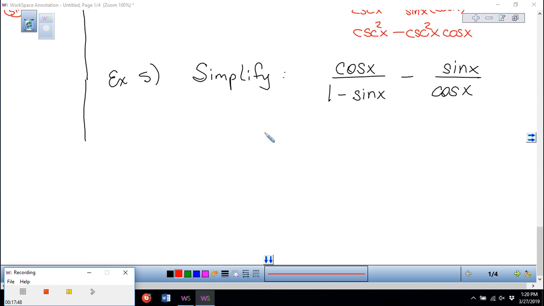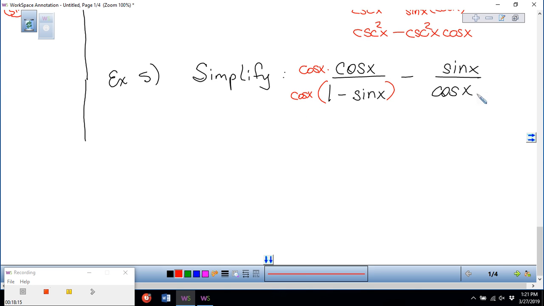Okay, in our last example, we have cosine of x divided by 1 minus sine of x, minus sine of x divided by cosine of x. I have the subtraction of fractions, so if I were to work this problem, I would need to get a common denominator. So let's go ahead and get a common denominator. The denominator that's going to be the common denominator we're going to find by taking our denominators and multiplying them together. So the numerator up here on my first term is going to need to be multiplied by cosine of x, and I'll multiply the denominator by the same thing.